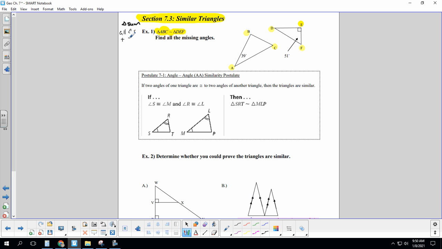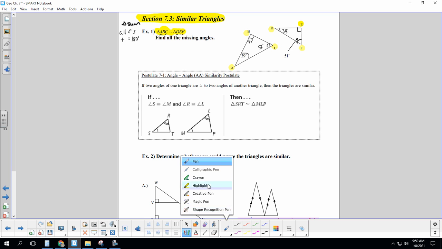add to 180 degrees. So we know that A goes with D. So the angle that we have for A is going to be for D as well. And we know that E goes with B. So E is 90 degrees, so B has to be 90 degrees. And then C goes with F. F is 51 degrees, so this one also has to be 51 degrees. And now we have all of our missing angles. Yay! All right.